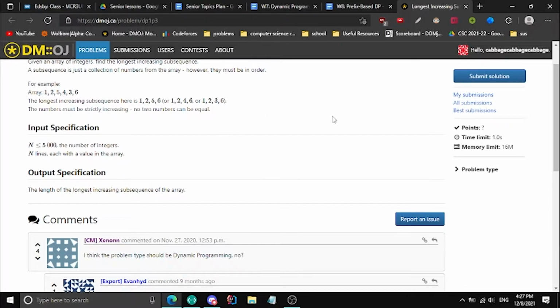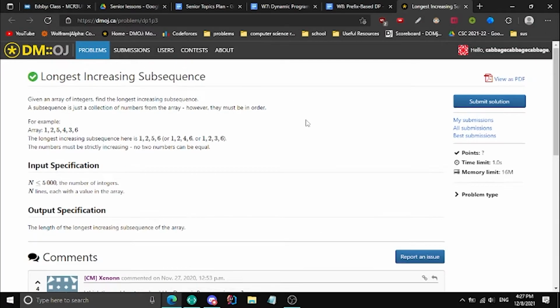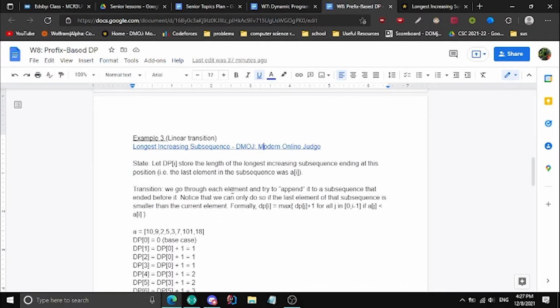Okay, so we're going to let dp at i store the length of the longest increasing subsequence ending at position i. What I mean by that is the last element of the subsequence should be A of i.